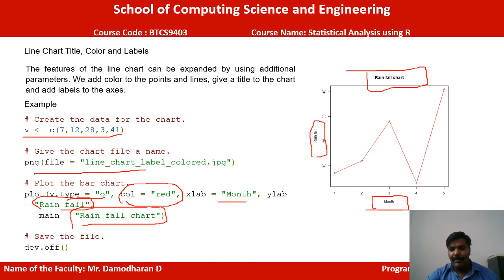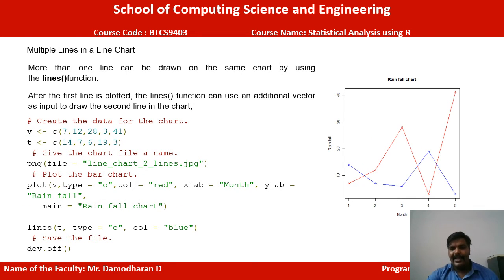Here it shows the red color with dotted points and the line also filled. The type is O. The values are 7, 12, 28, 3, 41, and these values are loaded as the y values, so the vector is v. Finally, this file has to be saved with dev.off, and the file will be saved. So this is how to draw a line chart using colors and labels.